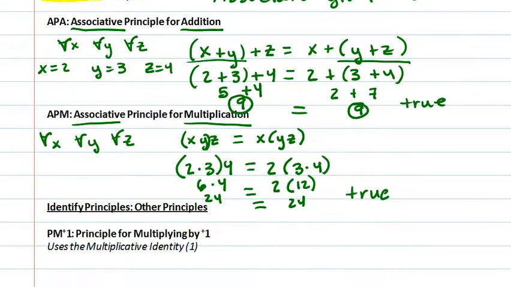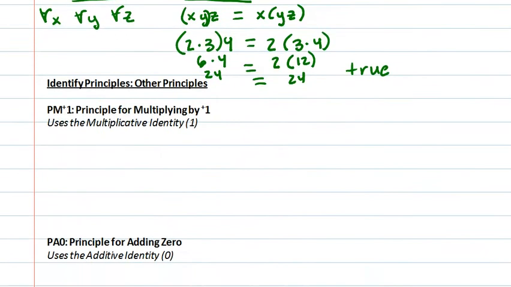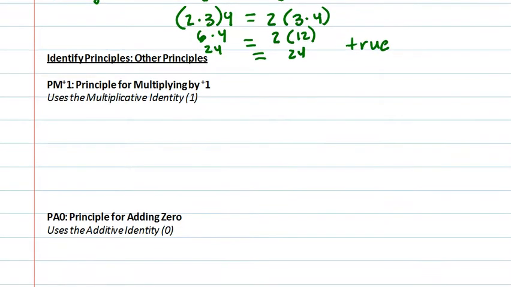Now I'd like to review two other principles that we've already talked about. The identity principles, which you'll find in the other principles part of your purple packet. These are called identity principles. The principle of multiplying by positive 1 uses the multiplicative identity of 1. It means anytime I multiply something by 1, it continues to have the same identity. The PA0, our principle for adding 0, uses the additive identity, or 0, because anything I add to 0 leaves me with the identity of the number.